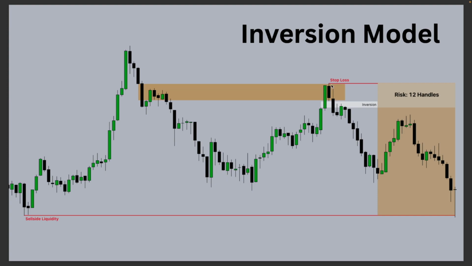As you can see, we reject out of the fair value gap. The BISI becomes an inversion. We enter there on the retracement into the inversion, and our risk is cut in half again to 12 handles, okay? So this inversion is the final confirmation that price is not respecting discount or bullish PD arrays, whatever you want to call it, okay? And you can see on the right here, we do get that sell side liquidity pool and target is met.